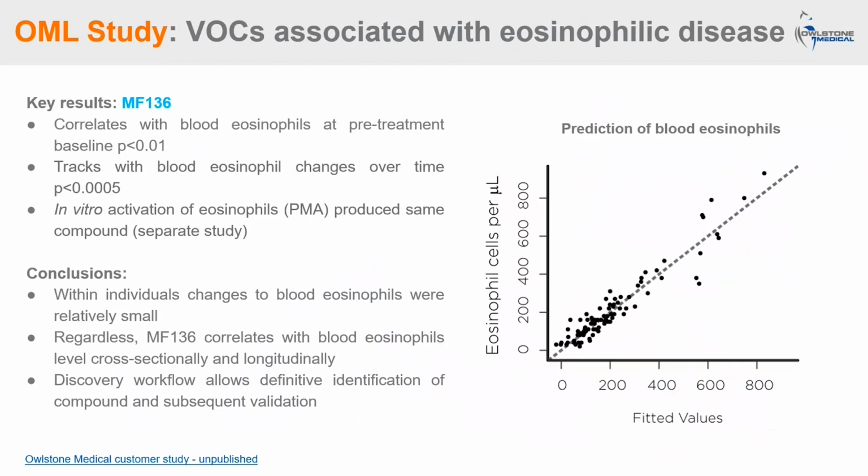Although within individuals, changes to blood eosinophils were relatively small in this study, molecular feature 136 correlated with blood eosinophil levels both cross-sectionally and longitudinally, showing it is a promising candidate biomarker for treatment to reduce lung inflammation in COPD patients. The study demonstrates how our platform can help develop some understanding of the plausible origins of a biomarker.